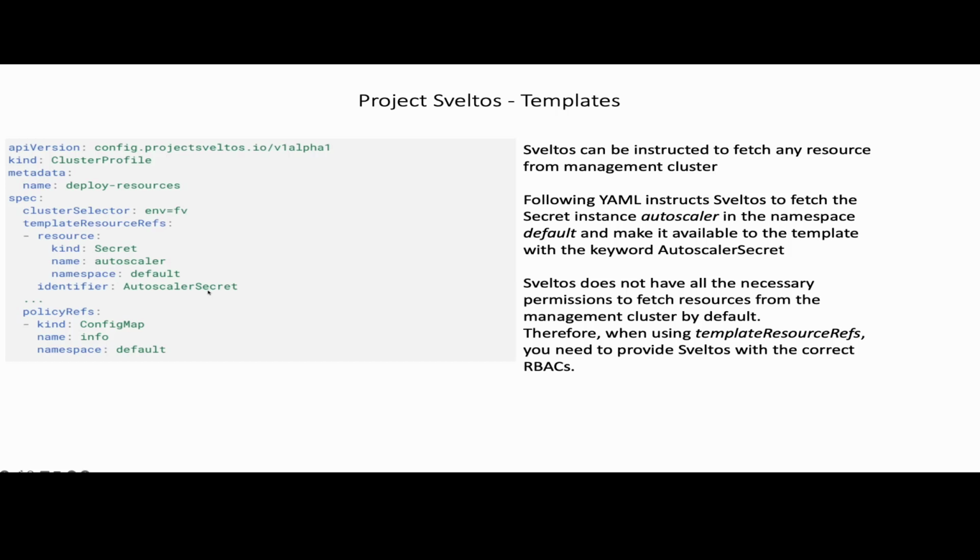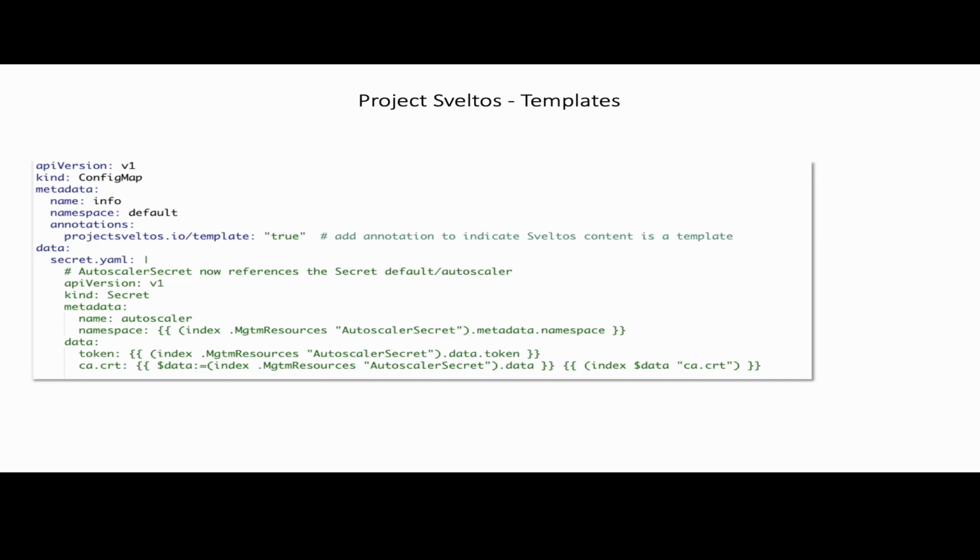So if we look at the content of the config map, it is a template. There is this annotation which indicates to Sveltos that the content is a template. And this template is actually using the identifier autoscaler secret, and then it's using the data token and ca.crt. So it's using information which is present in the secret in the management cluster. So what Sveltos is going to do is fetch the secret present in the management cluster, instantiate this template, and then deploy the instantiated template in the managed cluster matching the cluster profile.